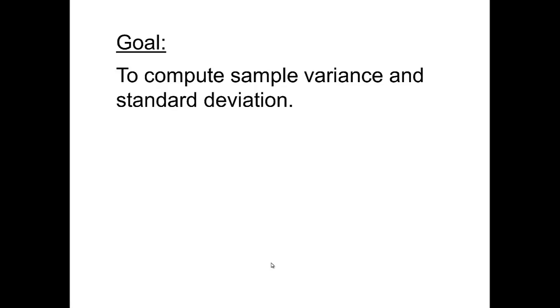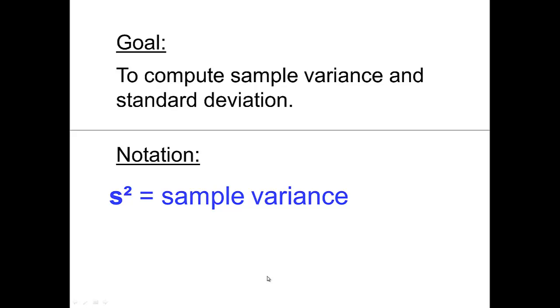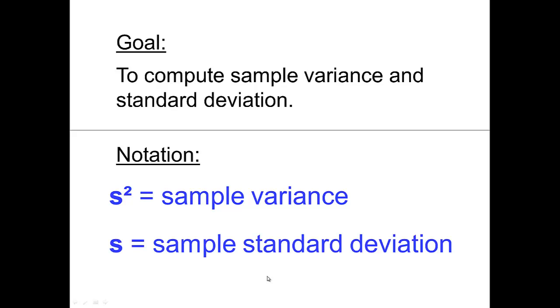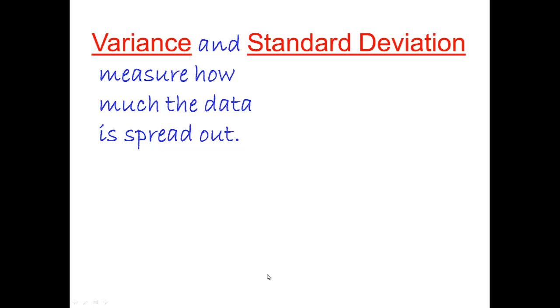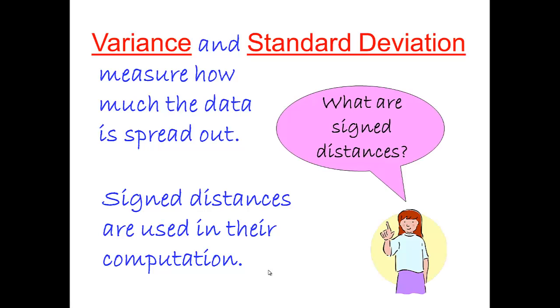Our goal for this video is to compute the sample variance and the sample standard deviation. And for some quick notation, the sample variance is S squared and S is the sample standard deviation. Variance and standard deviation measure how much the data is spread out. Signed distances are used in their computation. What are signed distances?